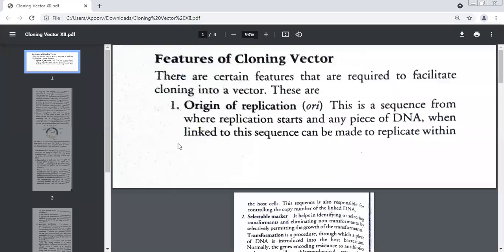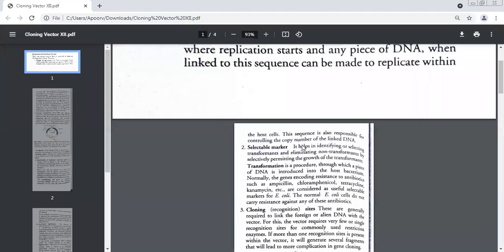Ori site, the sequence from where replication starts, and any piece of DNA when linked to this sequence can be made to replicate. This sequence is responsible for controlling the copy number of linked DNA. Copy number means how many copies we are going to get. From one gene, you want to make how many? That is what we call copy number.